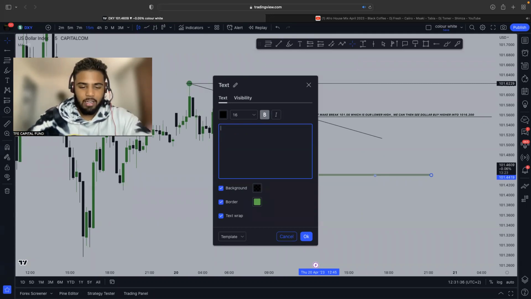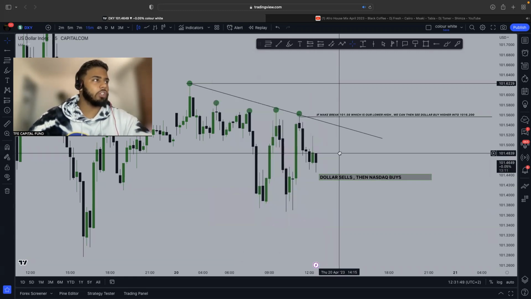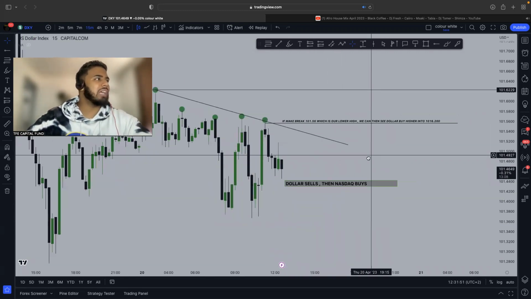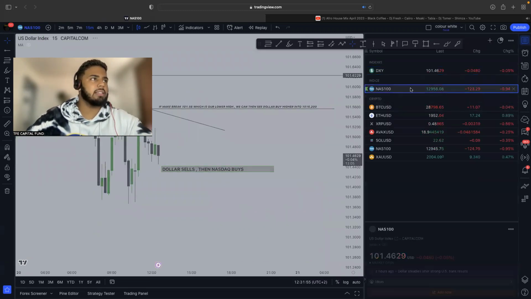So with that being said, let's write this down. Dollar sells, then Nasdaq buys, and so does the other market. Now let's go on to the next market. We're done with this analysis, traders. Let's go on. Next market, Nasdaq.